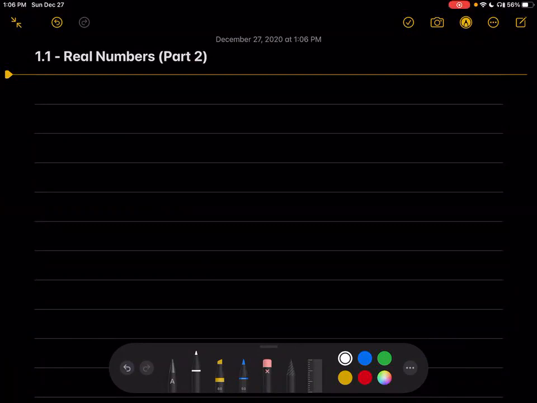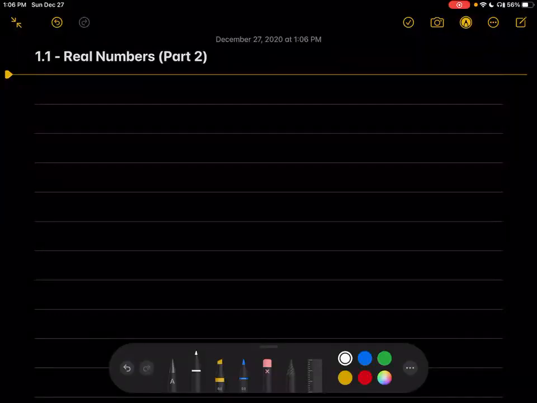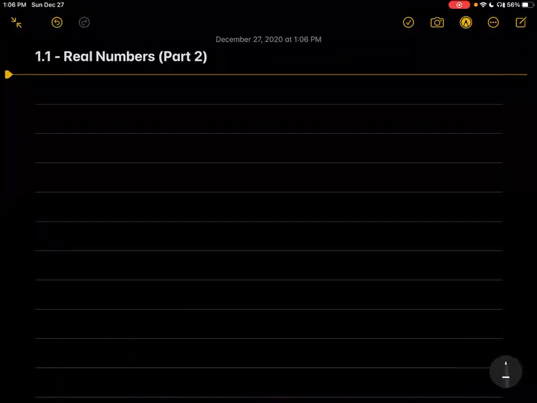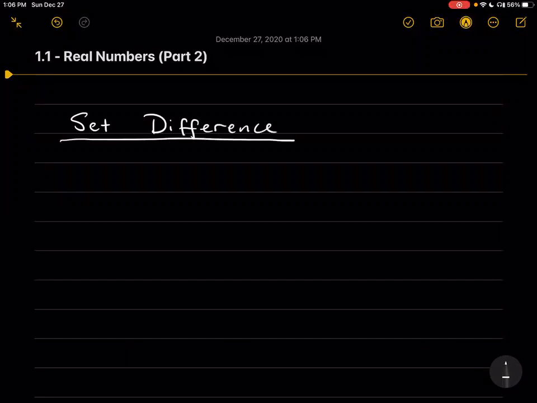We're going to keep talking about real numbers, and in particular, in this part, we're going to delve deeper into sets and set builder notation. First, let's talk about a different set operation. Let's talk about set difference. Before we discussed union and intersection, and this is another way to combine sets.